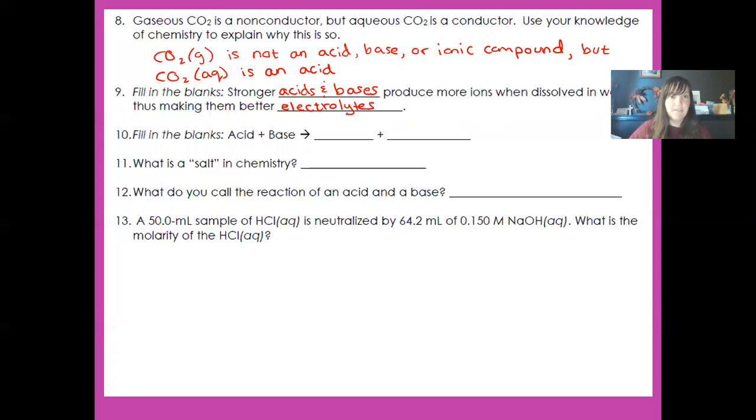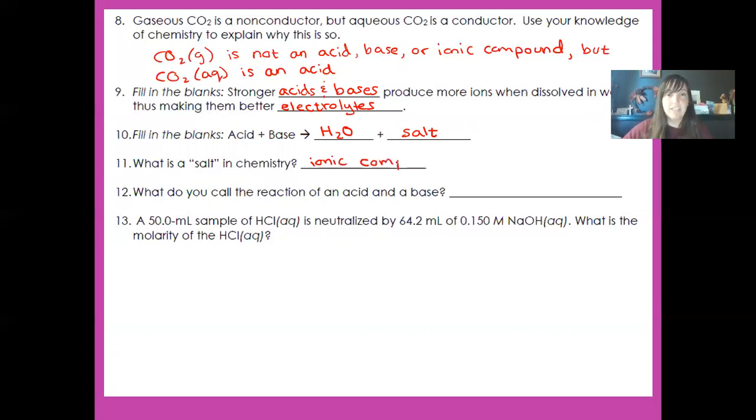Okay. Fill in the blanks. Acid plus base produce blank and blank. Acid plus base, that's a neutralization reaction that makes water and a salt. What is salt in chemistry? Salt actually just means ionic compound.